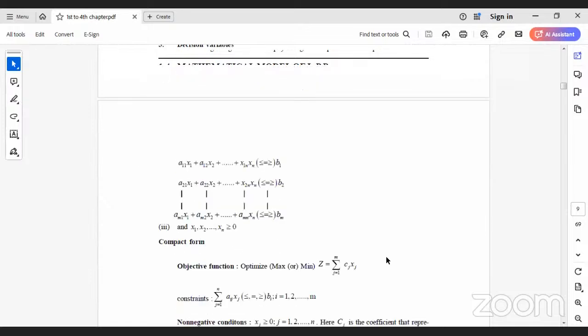In the matrix form, we are writing a11 x1 plus a12 x2 plus a13 x3 and so on a1n xn, less than or equal to, equal to, or greater than or equal to b1; a21 x1 plus a22 x2 and so on a2n xn; and am1 x1 plus am2 x2 and so on. Taking less than or equal to or greater than or equal to, it can be minimize or maximize, right? Yes, sir. And x1, x2 and so on xn greater than 0.